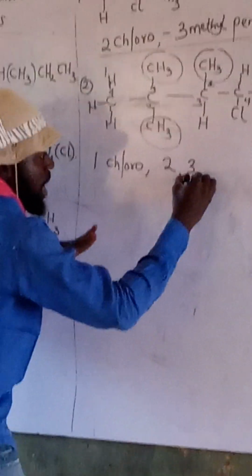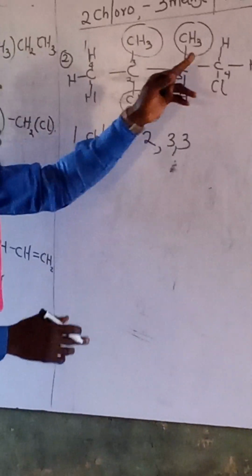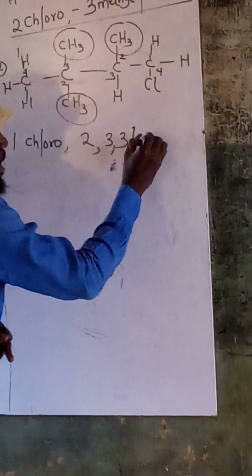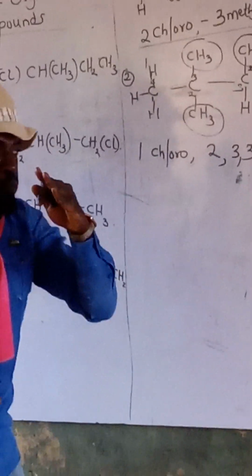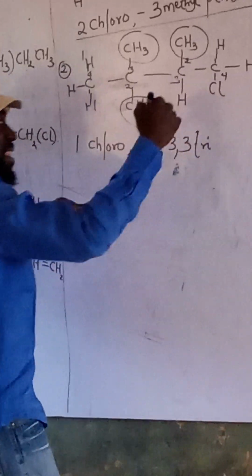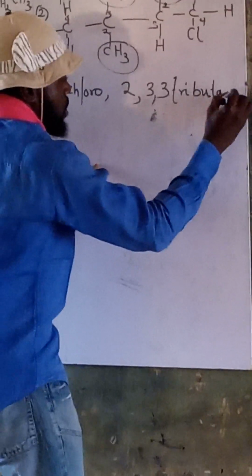Up and down, 2, 3, 3. How many methyl are there all together? 1, 2, 3. Because there are 3, I'll put tri. Now, 1, 2, 3, 4. How many carbon atoms? 4 carbon atoms. And that is but. So it is 1 chloro, 2, 3, 3 tributane. Very, very simple.